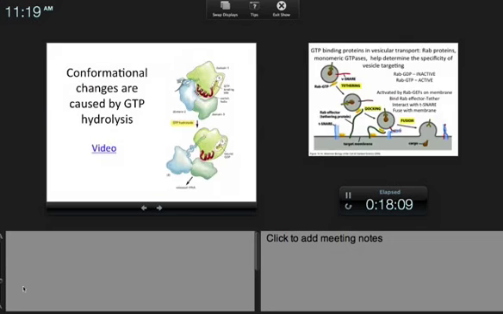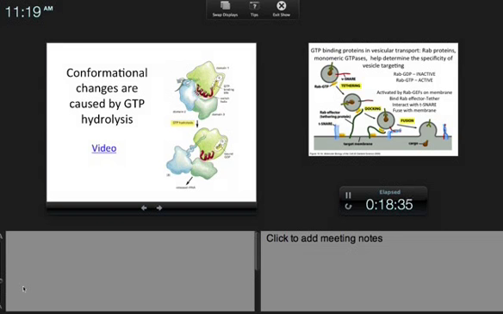I was talking about that, and then we did this video. We looked at the video. We saw how whether or not you have GTP bound or GDP bound, that changes the conformation of the GTP binding protein, and that's how it's acting as a switch. If it's in one conformation, it's going to be likely to bind to one thing, and if it changes, it's going to lose a binding site. So that's a major concept.